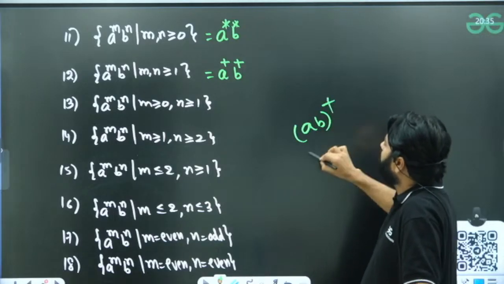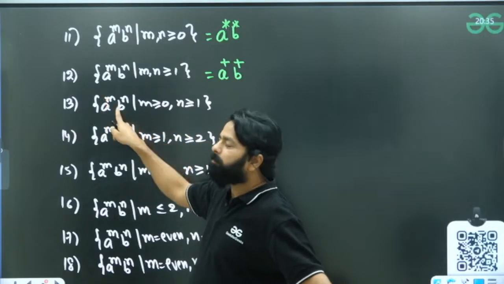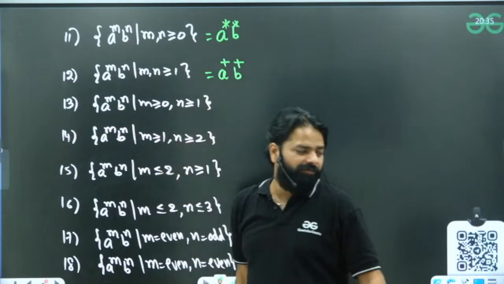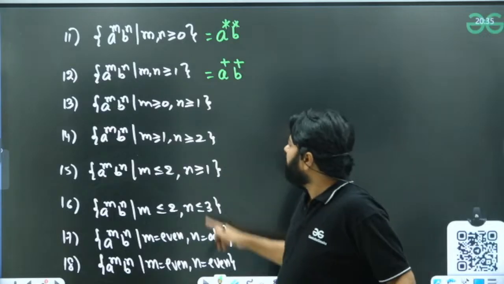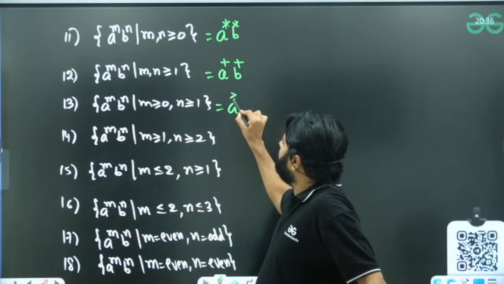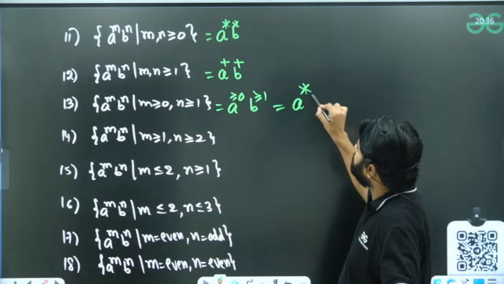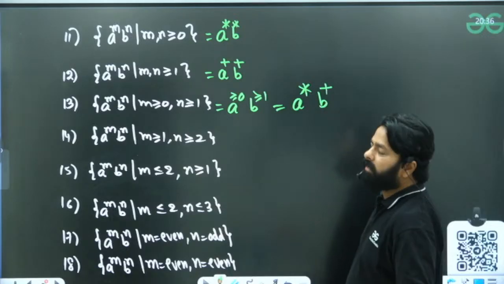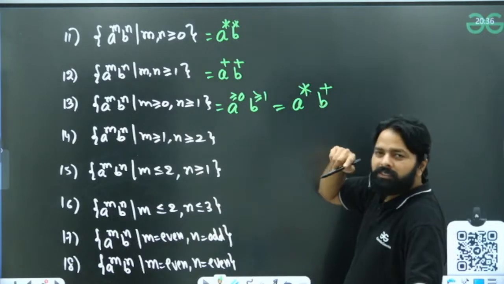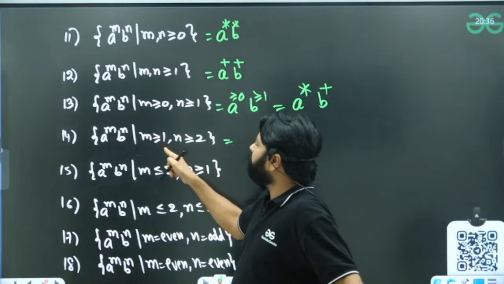No. Your form is different, you are not understanding your form. A power, B power. Powers are in different representations. Now here M, A power greater than or equal to 0, B power greater than or equal to 1. So you write that as the expression A star B plus. Right? Plus means at least 1, star means any. And this one you can understand: M minimum 1, N is minimum 2.